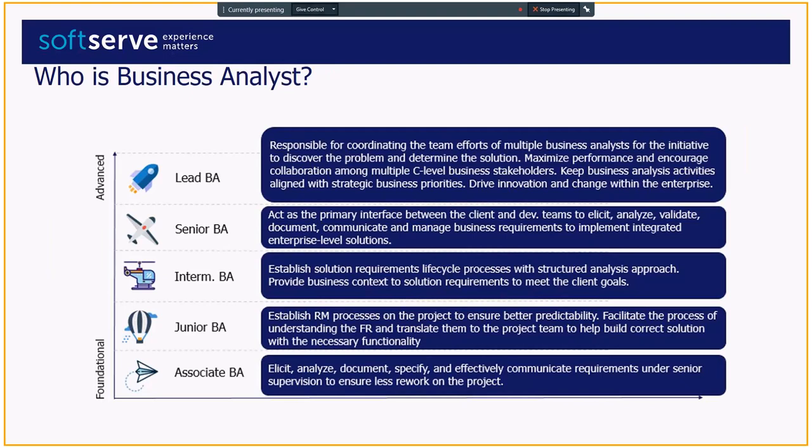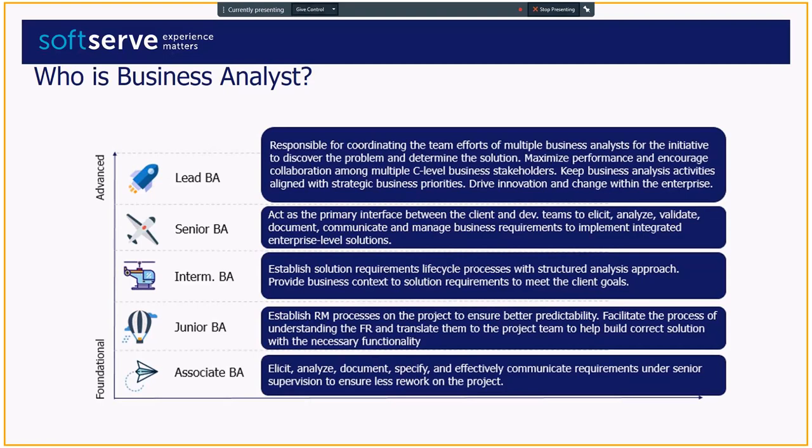The lowest level is associate BA. That's just a person that can elicit the requirements, can analyze the documents, can specify the requirements on a lower level, but still requires supervision. Then we have junior BAs.